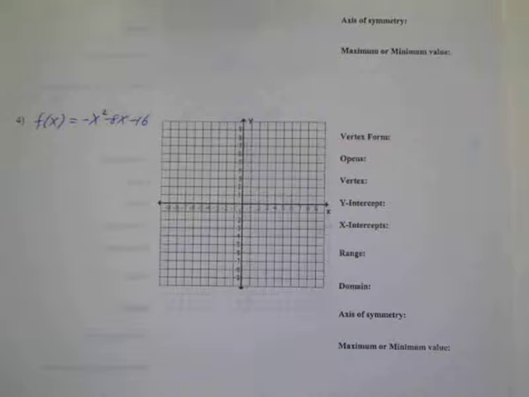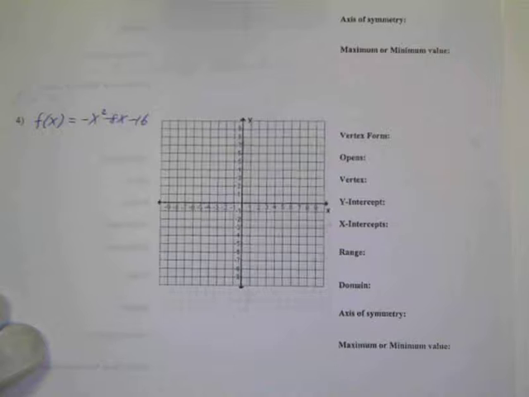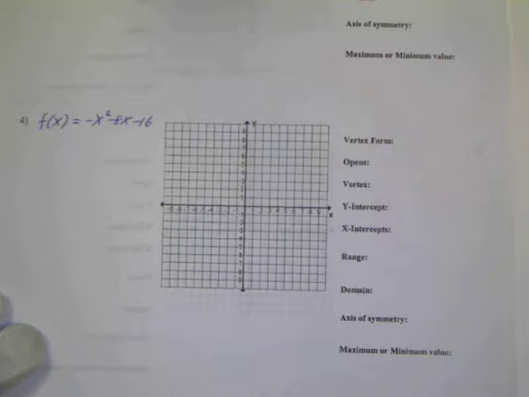Here's another example of graphing parabolas, and this is example 4. F of x equals negative x squared minus 8x minus 16. Right away we can look at this, and these are the questions we want to answer. Among many we could ask, these are just some of them. We could always find out when it's increasing, when it's decreasing. There's all kinds of things about these functions you could ask.